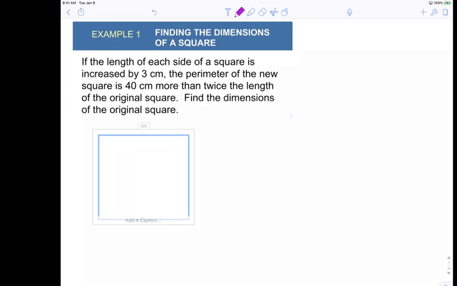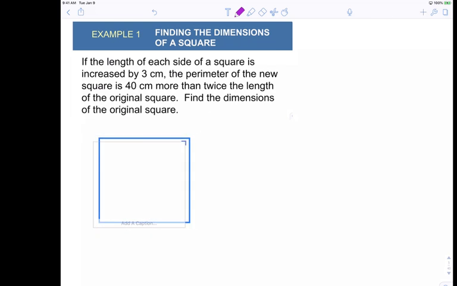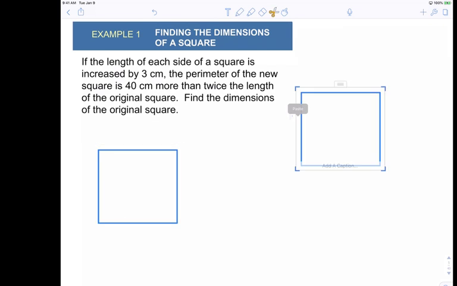Now, it says the length of each side of a square is increased by 3 centimeters, right? So then, what are we doing? What's happening? It's adding. Okay, yeah, so we're adding or increasing the length of the side, so I'm going to have another square.